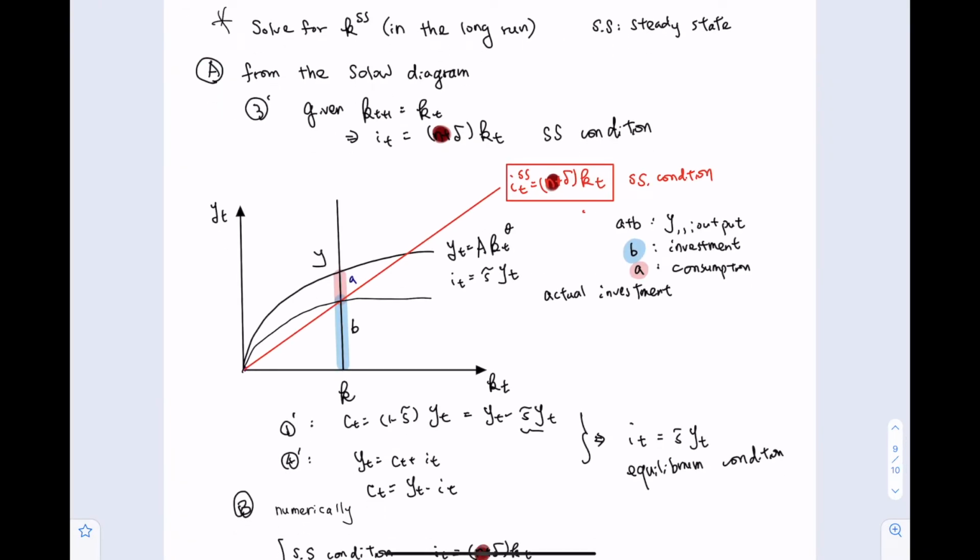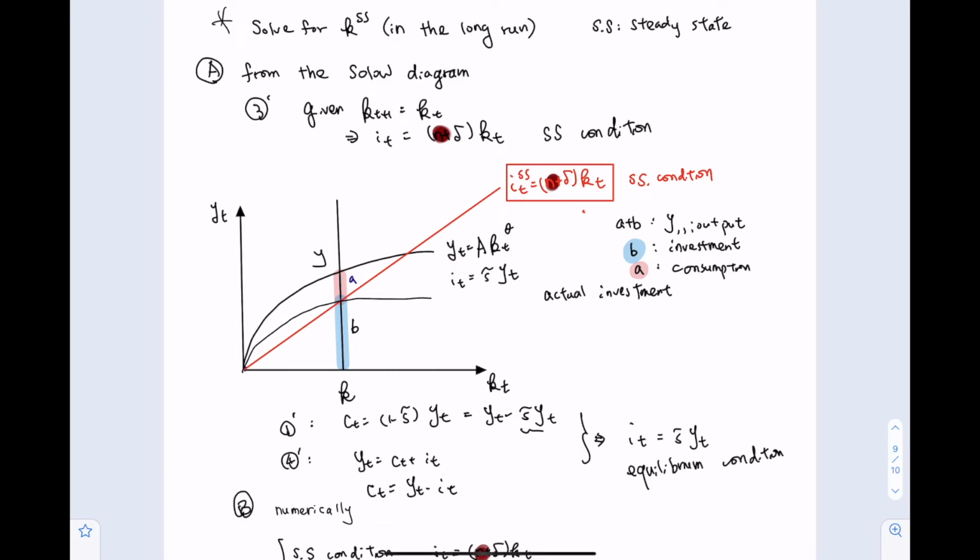So when we want to solve for the k steady state for the Solow model under the Solow diagram, we have a new steady state condition. That is, when we want to keep the capital stock at the same level, then i t needs to equal delta k t. And then when we draw the Solow diagram, the only thing that got changed is the steady state condition. Other than that, all the lines remain the same.